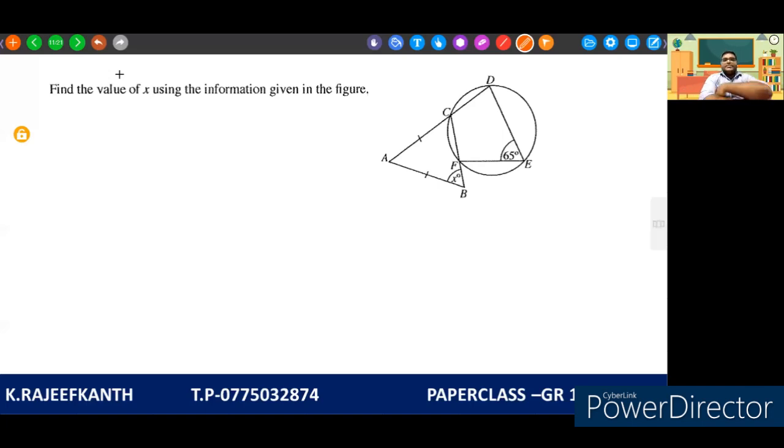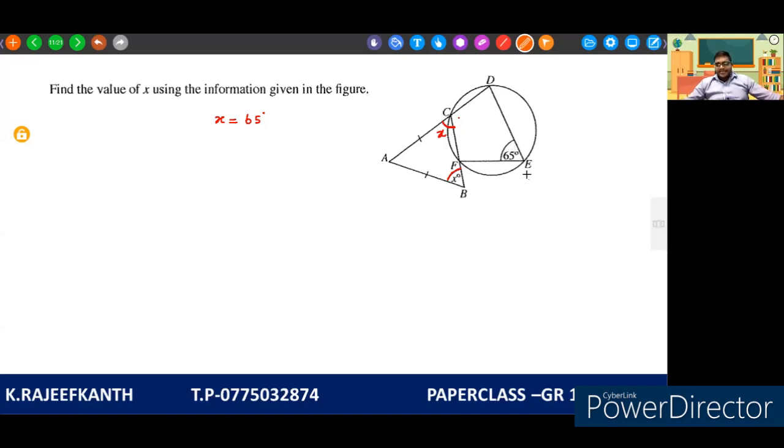Right. Now we are going to find the value of x. Here, first one, in this isosceles triangle, these two sides are equal, then these two angles will be equal, because opposite angles of equal sides are equal, so this is x. Now directly we can write x is equal to 65, because that exterior angle is equal to interior opposite angle.